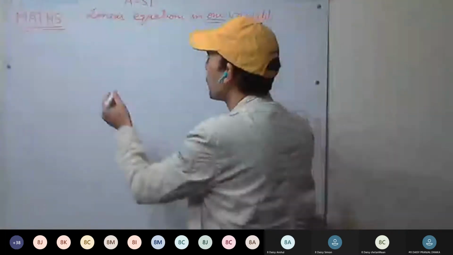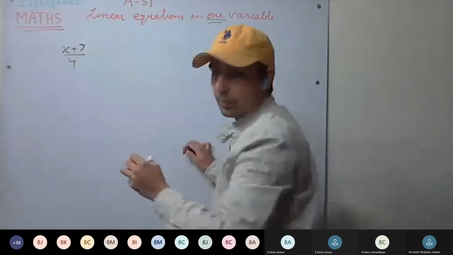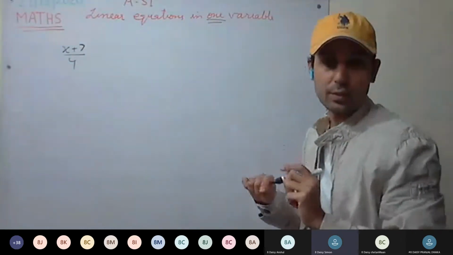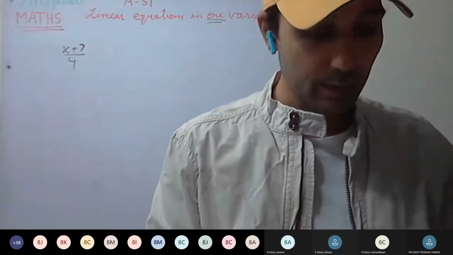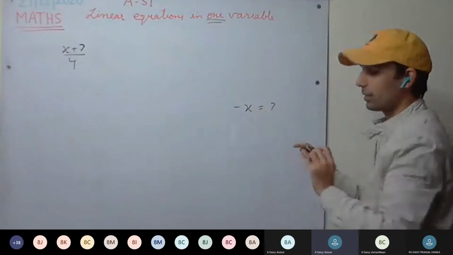Okay, x plus 7 upon 4. Sir, it is coming minus x is equal to 7. This one third as well. Yes, sir, you are saying minus x equal to 7. Okay, you are getting this.